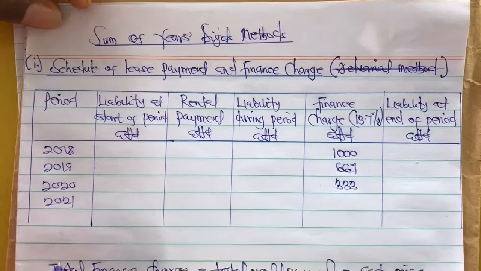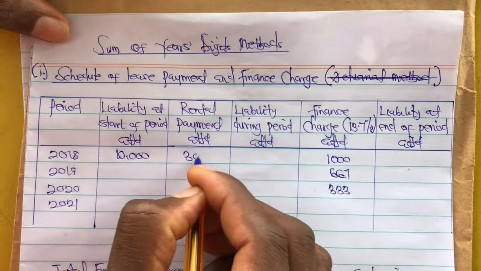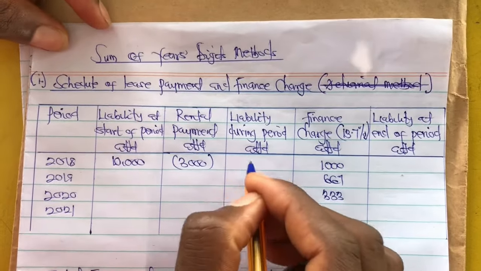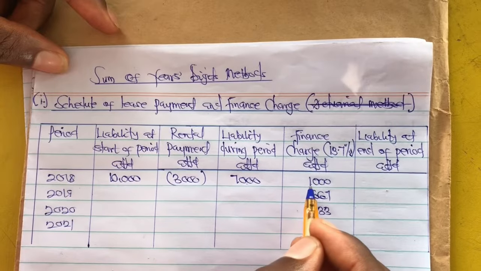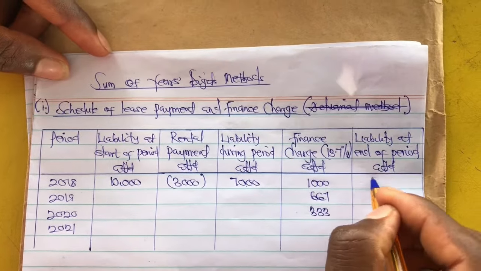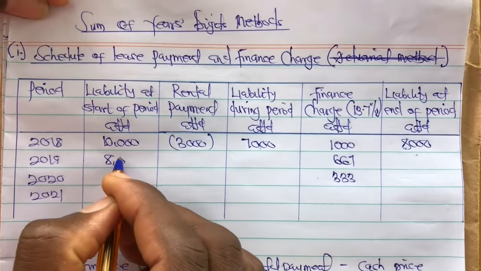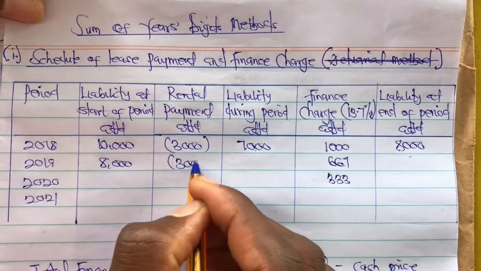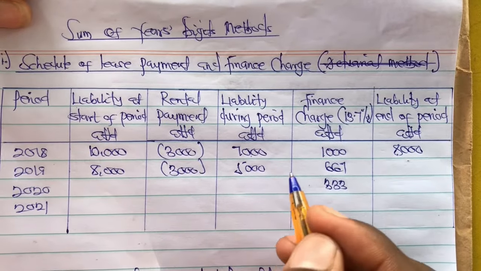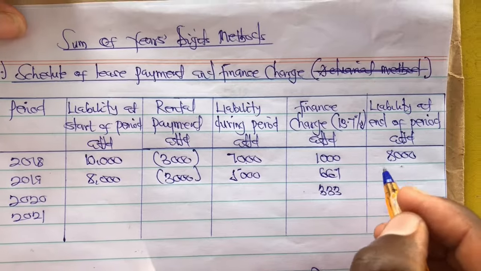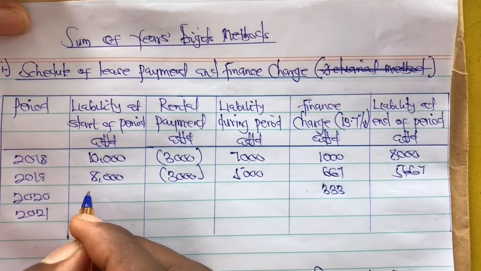Is that clear? Good. You can remember that at initial recognition, the lease liability is 10,000 Ghana cedis. Rental payment is 3,000. Okay. Then when we do the subtraction, we are going to get 7,000 Ghana cedis. Okay. Then we add the liability during the period to the finance charge for the year. That's 2018. So that is 8,000 Ghana cedis. Okay. The closing liability for 2018 becomes the opening liability for 2019. Okay, we consider the rental payment, and we are going to get 5,000 as the liability during the period. Okay, then we add the finance charge to it. That is going to give us 5,667. This will become the opening liability for 2020.